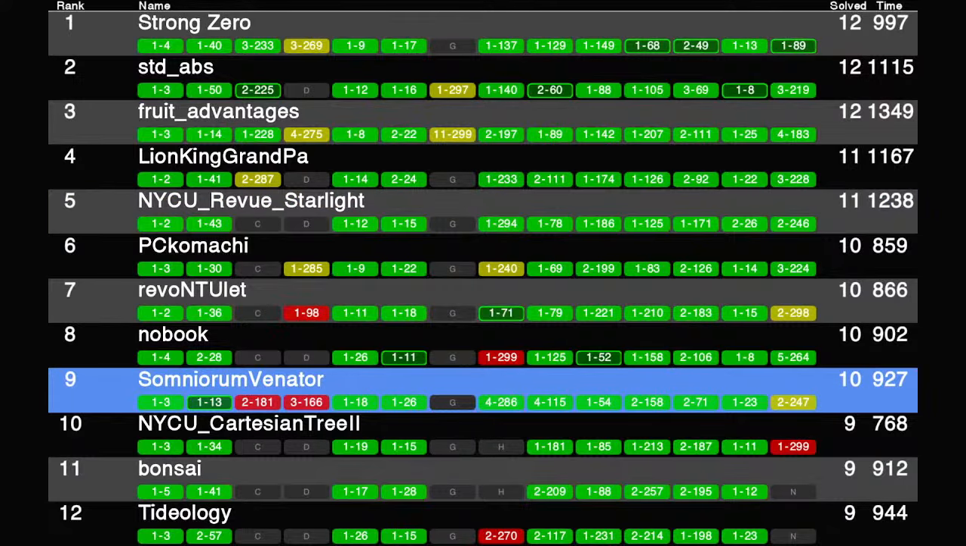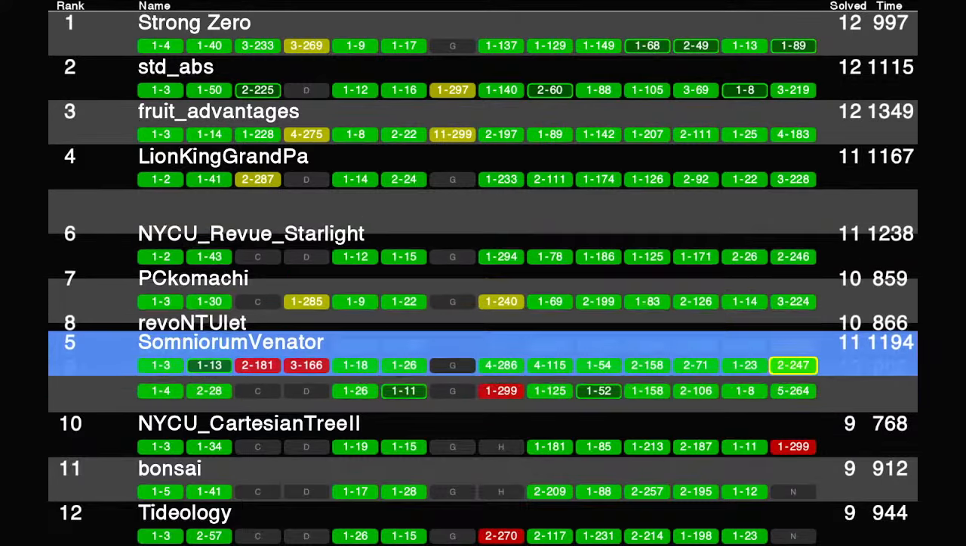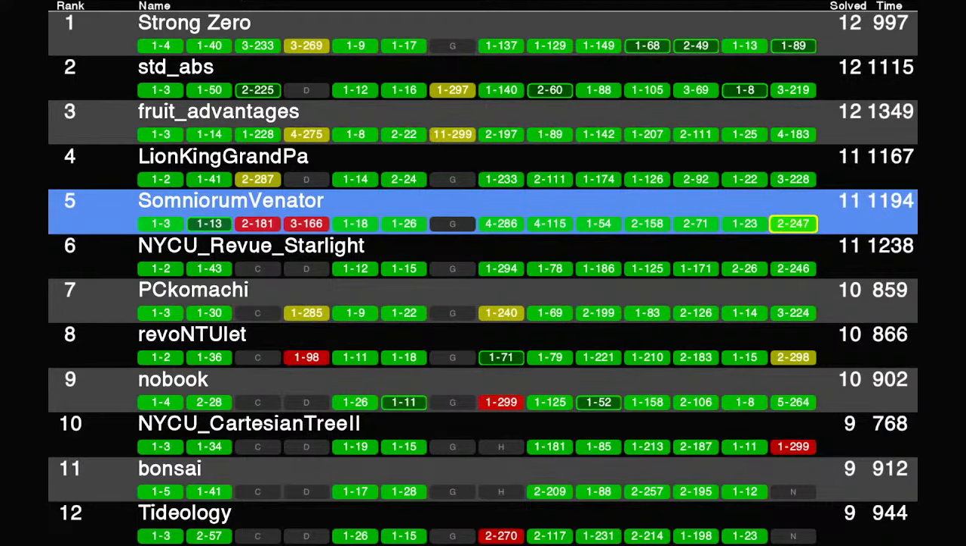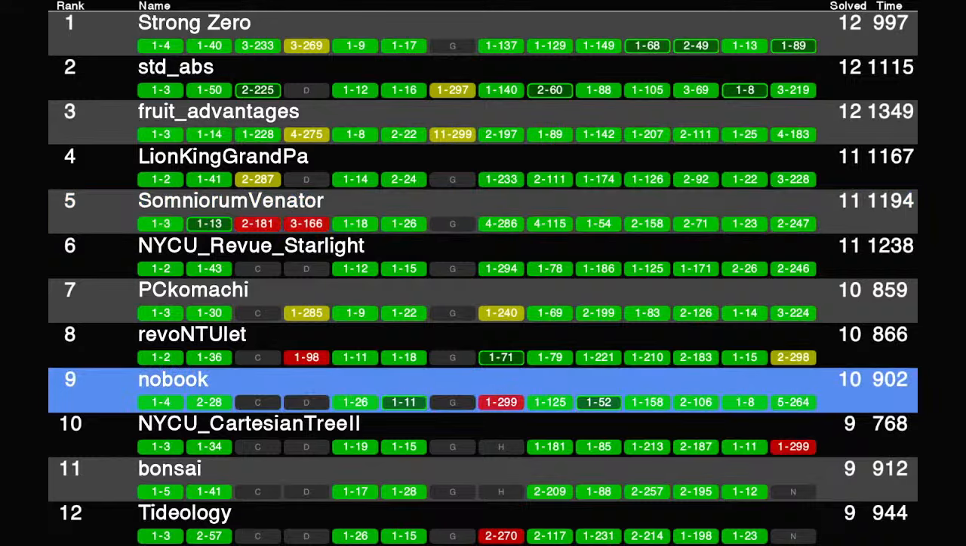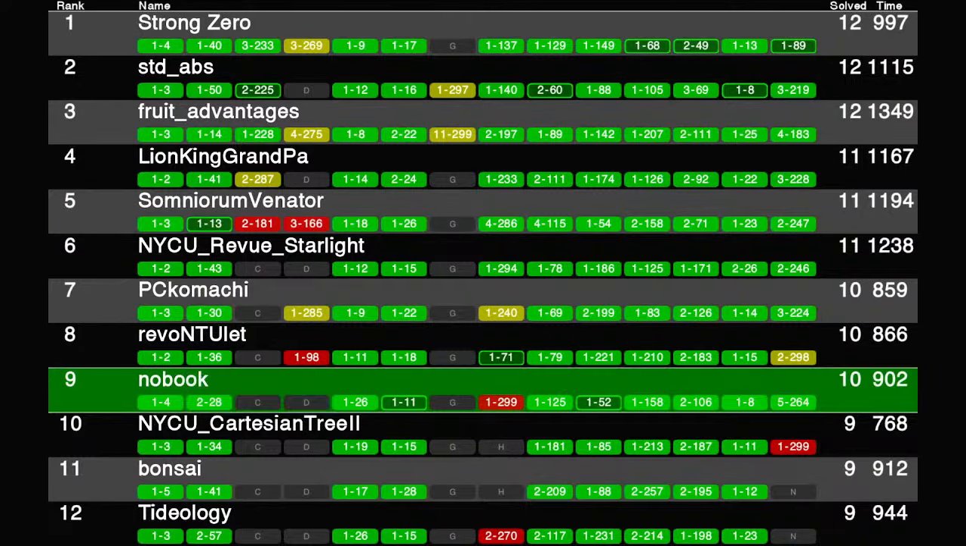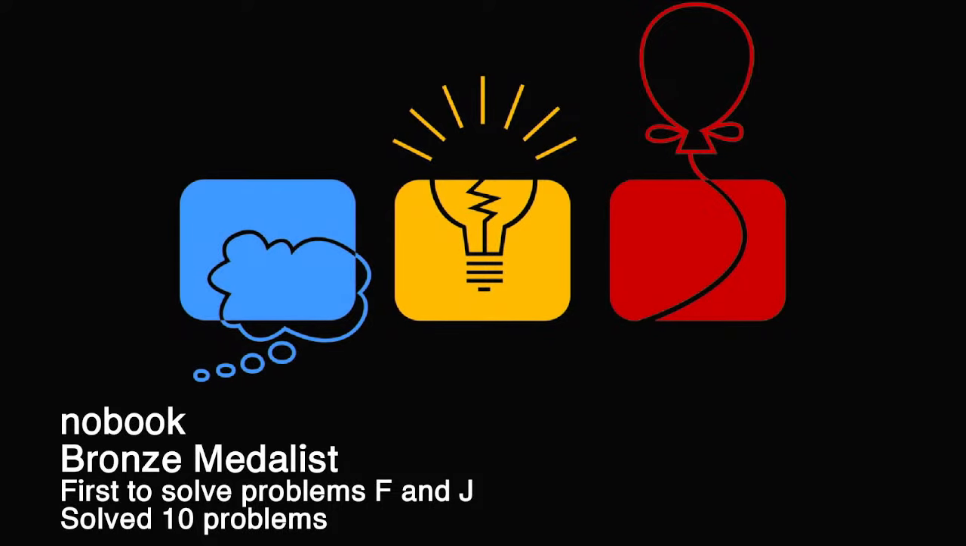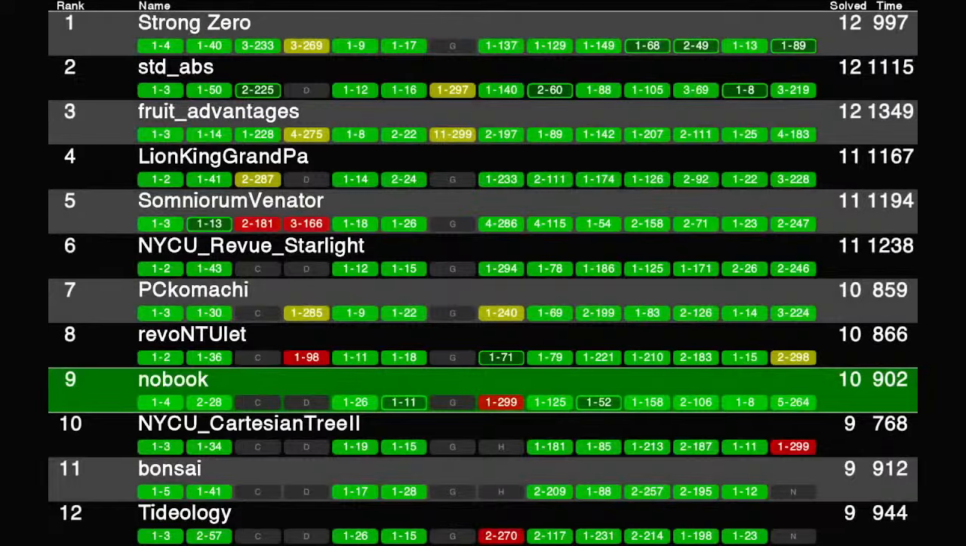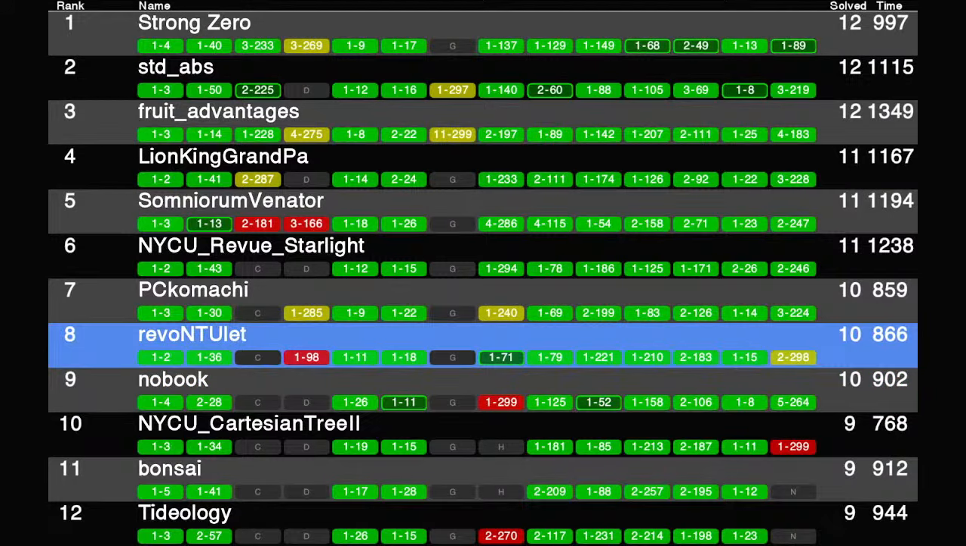5. So now we are back to Team Somyoran Venator on problem N. That one is a yes. So now we have top 9 teams all have 10 problems solved, and it's now at notebook, they have no submissions left. So yeah, they were the first to solve problems F and J, but they are gold medalists, not bronze. Okay, now we can continue to ribbon to lake.